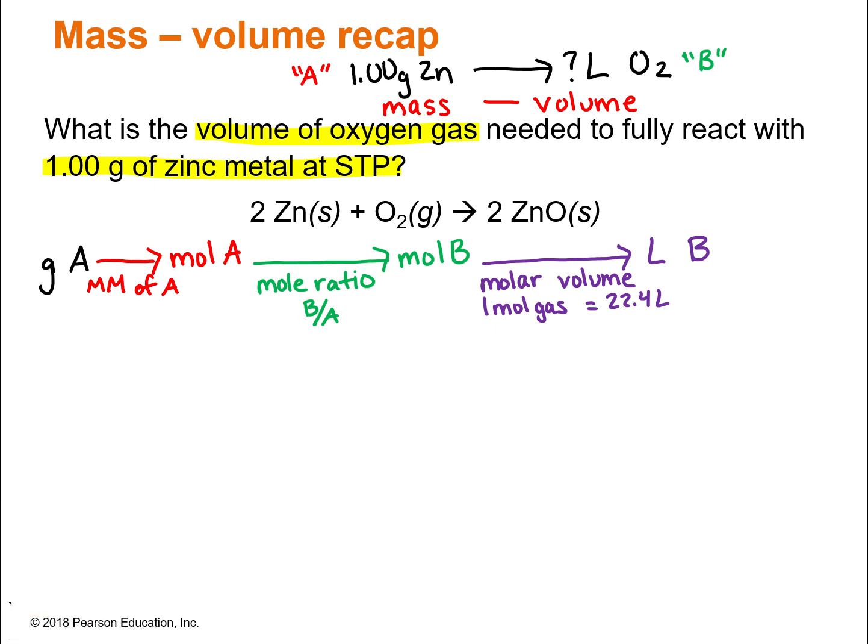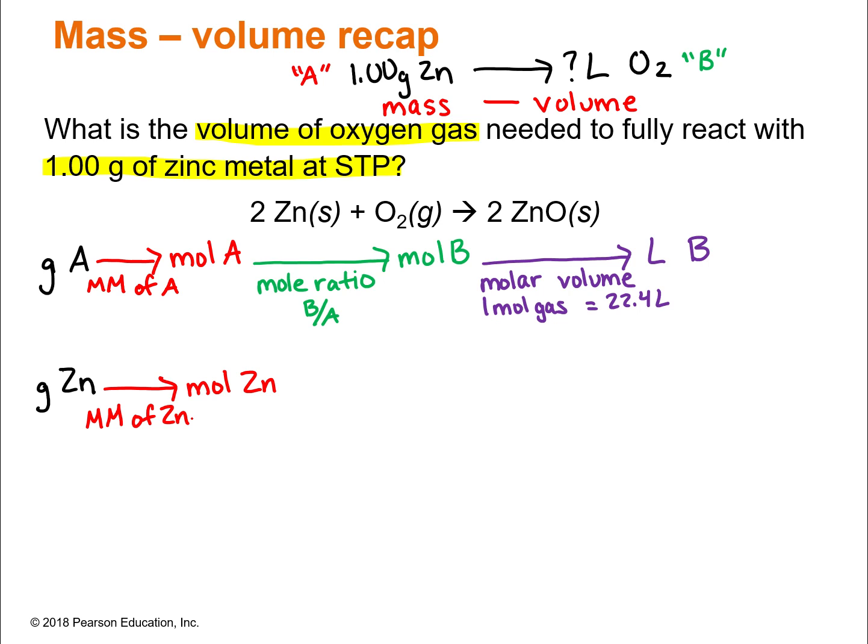Now let's make it a little more personal. We'll put in zinc and oxygen in place of A and B. Just like last time, we're starting with grams of zinc. And when you're doing this for your homework, you don't have to write out the generic plan every time. I'm just doing that as a reminder. But if it helps you, go for it.